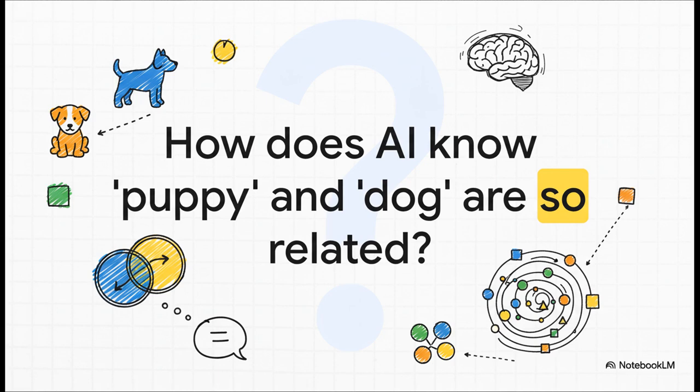How on earth does a computer, a bunch of silicon and code, figure out that the word puppy and the word dog are super related, but that dog and car are basically strangers? Well, the answer is this brilliant concept called text embeddings. And in this explainer, we're going to break down exactly what they are, how they're made, and, most importantly, how you can actually use them.